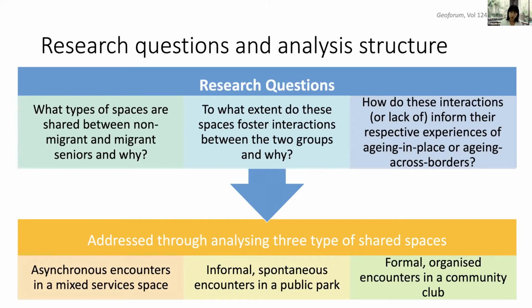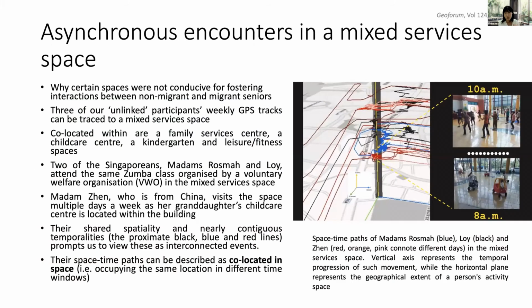So from the conceptual framework, the methods and the research questions, we then analyzed 3 types of shared spaces that emerged through our research. The first is asynchronous encounters in a mixed services space. The second is about informal spontaneous encounters in a public park. And the third is about formal organized encounters in a community club. So I hope laying out the 3 types of spaces this way helps you to identify the nuances that we're looking for in the different kinds of spaces. I'll start with the asynchronous encounters first.